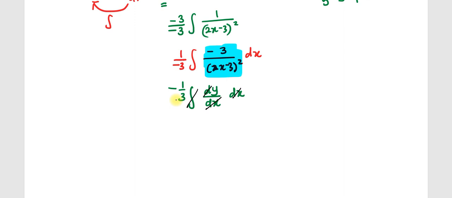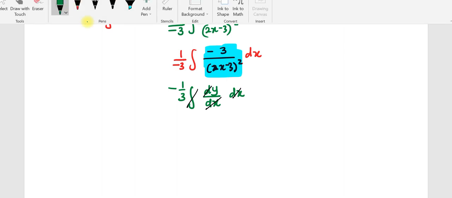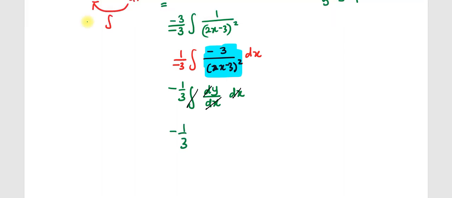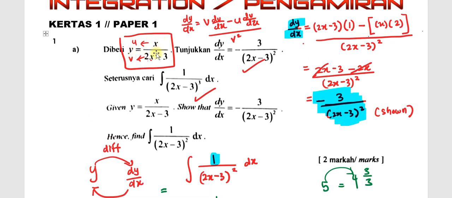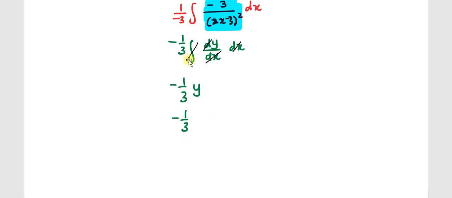You've cancelled, right? Okay, what will you get? Okay, let's see. Negative 1 over 3y. So what is your y? Take back this. x over 2x minus 3. x over 2x minus 3. Okay. So it's like you've done the differentiation, and don't forget to plus C. You need to plus C somehow.